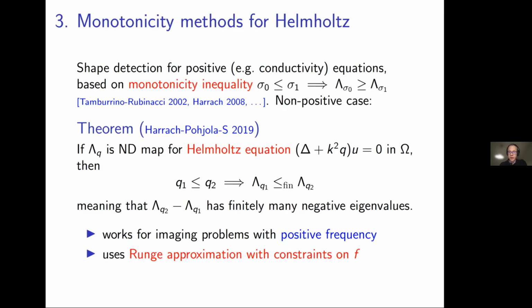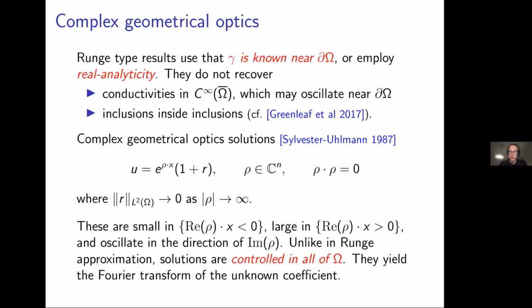Okay, so having said all that, you cannot do everything with this approximate controllability. These Runge type results always require that the conductivity coefficient gamma is known near the boundary, or it has to be real analytic in some way. So far it has not been possible to use these methods to recover C infinity conductivities, which may have kind of infinite oscillations near the boundary, or so-called inclusions inside the inclusions.